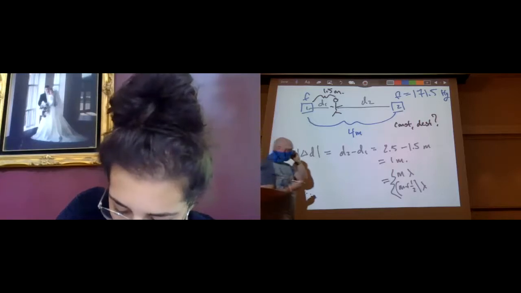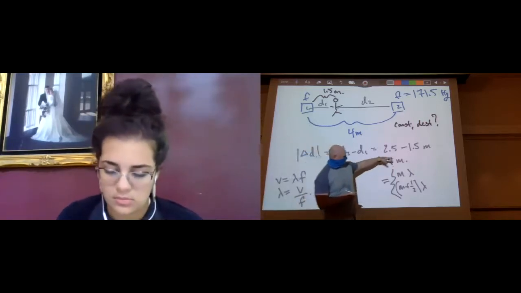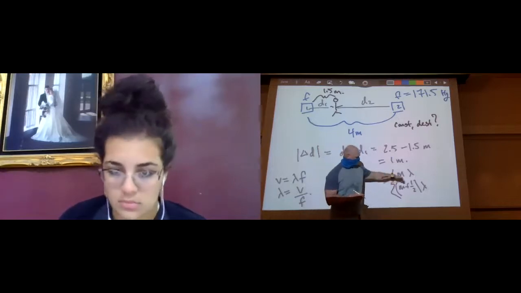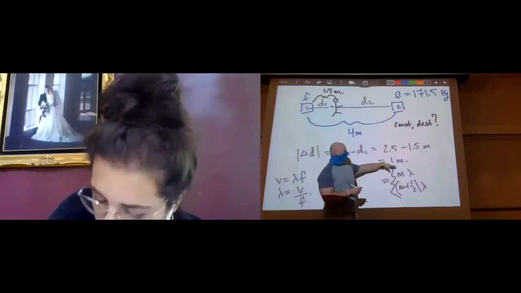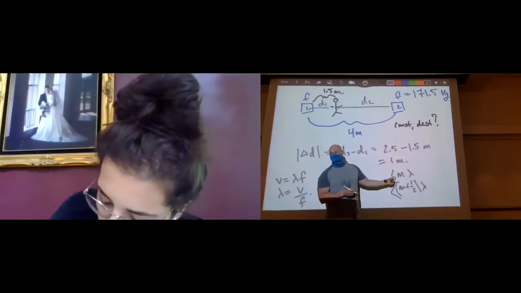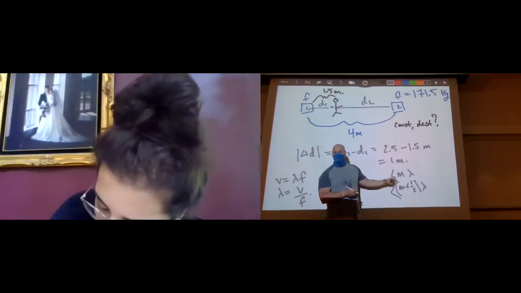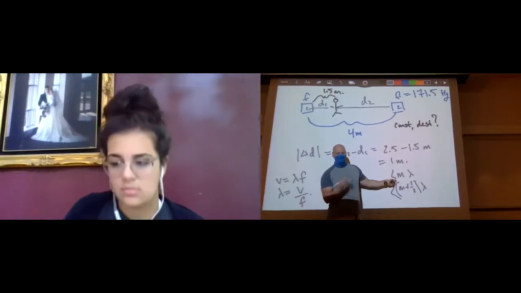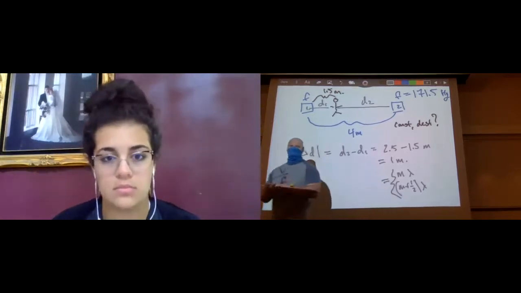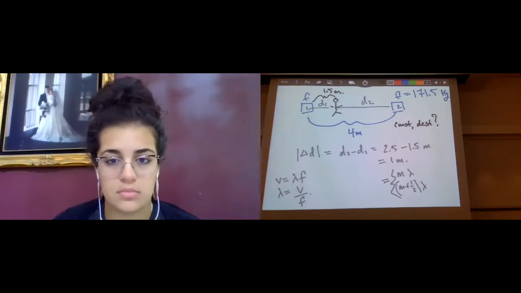So what that means is we set this, as Derek said, equal to m times lambda or m plus a half times lambda, which basically means if we take this distance and divide by lambda, that gives us a number. If that number is an integer, we have to hear constructive interference. If that number is a half integer, then we have to hear destructive interference. So effectively what we're trying to find is whether this is a whole integer or a half integer. That's going to tell us what type of interference we have. Good. So let's do that.